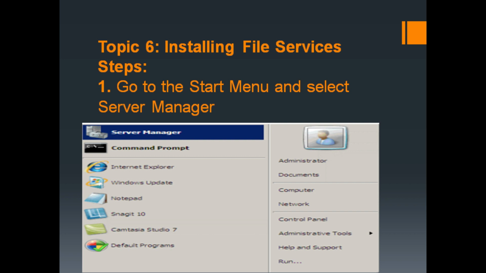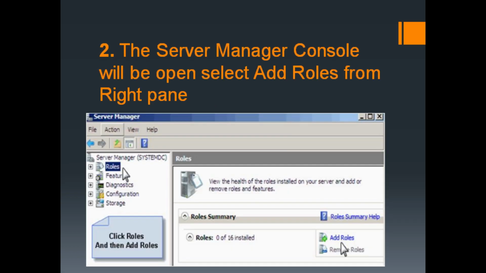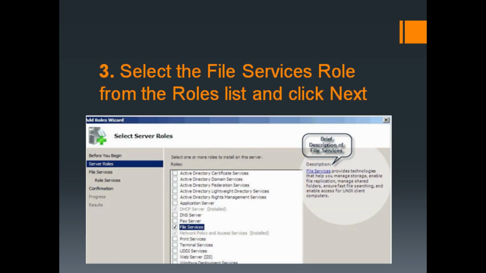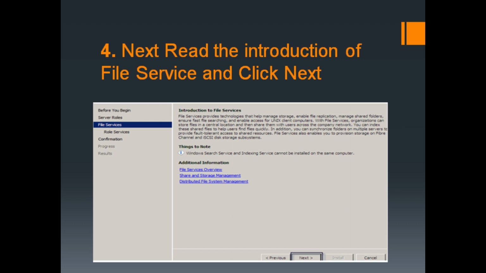Number 1. Go to the Start menu and select Server Manager. Number 2. The Server Manager console will open. Select Add Roles from the right pane. Number 3. Select the File Services role from the Roles list and click Next. Number 4. Next, read the introduction of File Services and click Next.